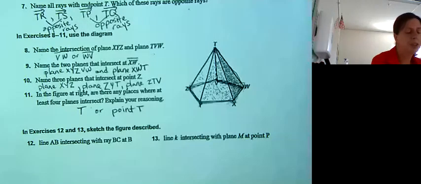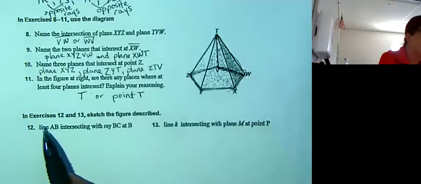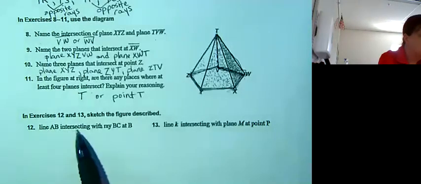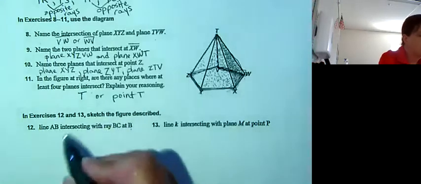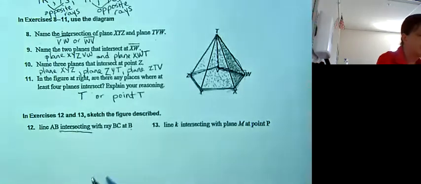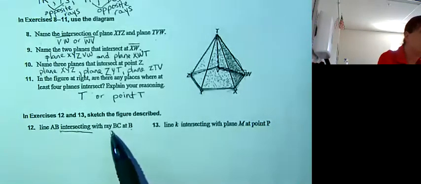They are going to give you multiple figures, and you have to be able to identify the one that matches the description. So I always tell kids, try to sketch it out first before you start looking for a figure. So, line AB intersecting with ray BC at B. I know if something intersects, they're going to meet. So I need to have a line intersect with a ray.